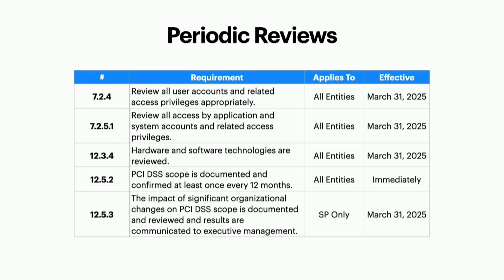12.5.2 kind of was a requirement already. If you're ever going through and doing a ROC, up in the top section, the kind of requirement 0, as we called it, actually called out that you had to review your scoping and confirm it each year. Now they're basically putting this as a specific requirement, so you can write verbiage directly to that. And then the significant organization changes, and this is service provider only, you basically have to review that and communicate to executive management.